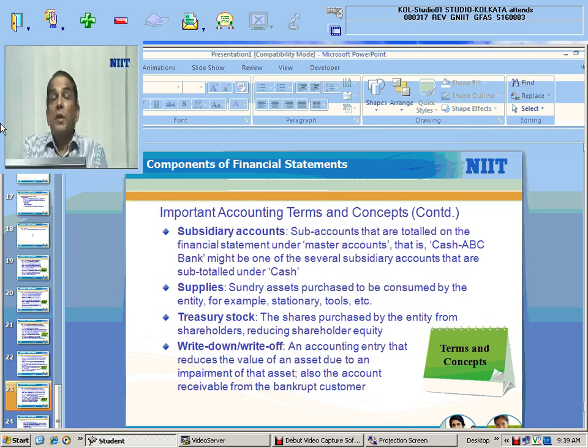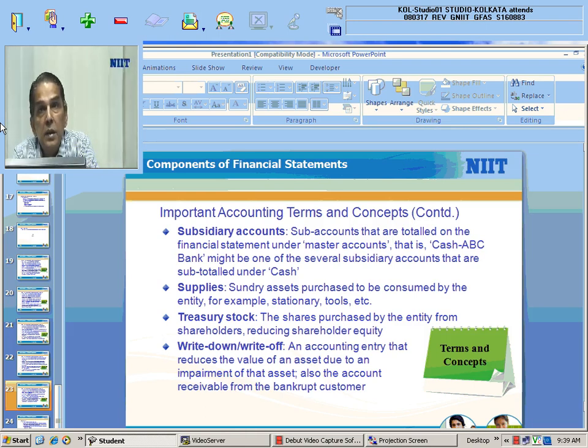No, depreciation is not a write down. Depreciation is not due to impairment. Please understand. Depreciation is a charge for usage of the fixed asset. It is not due to impairment. Depreciation we do not consider as a write down.